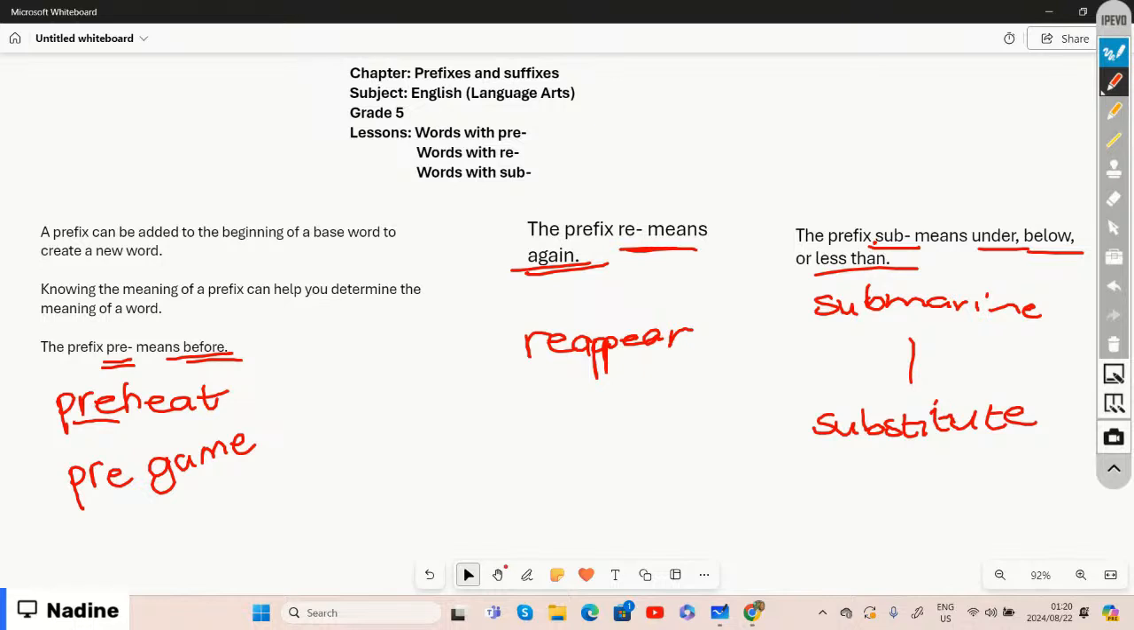All right. So, like with the substitute, we can't say that the substitute is under or below or less than specifically, but it's just somebody that comes in and takes the place of your teacher. Then we have reappear, with our word re, that means again, and then we have pre, and pre means before.